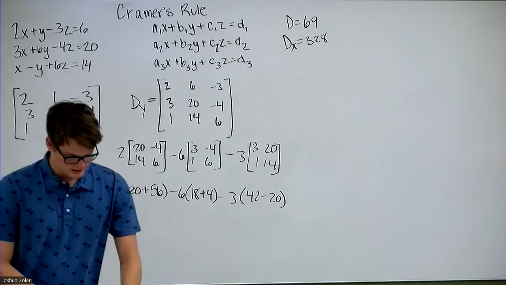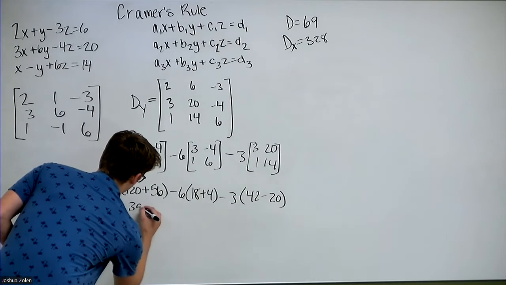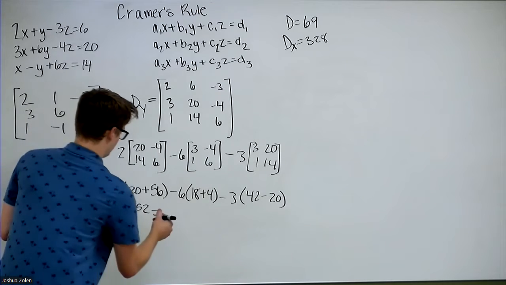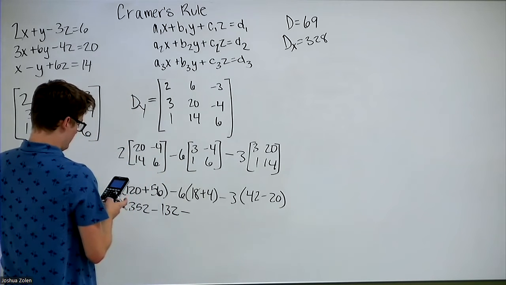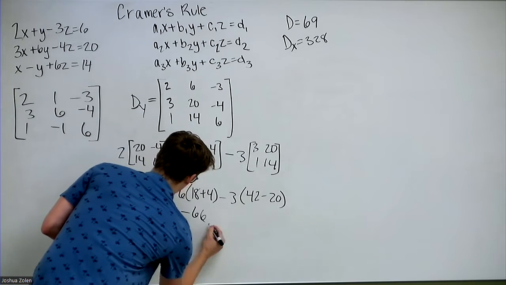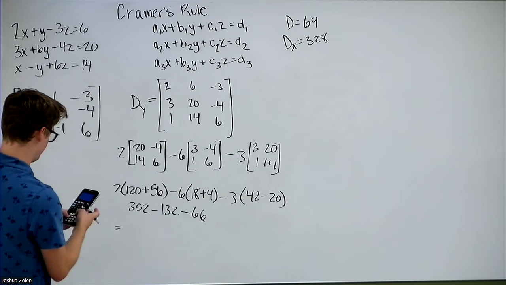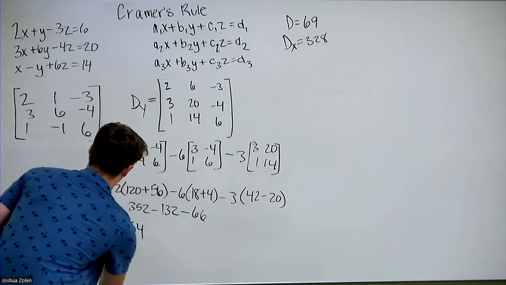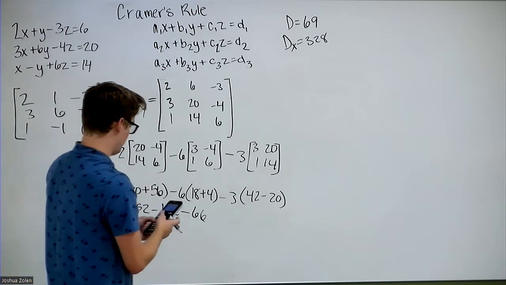Two times 176, 352. 6 times 22, 132. And 3 times 22 is 66. And there we have the determinant of y is 154.